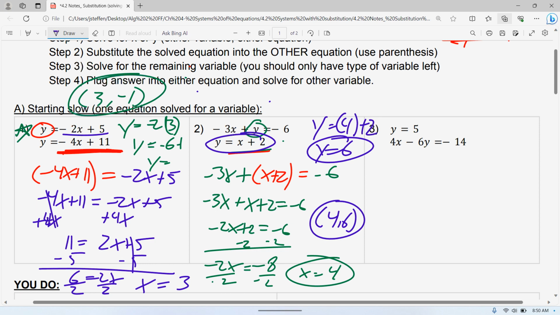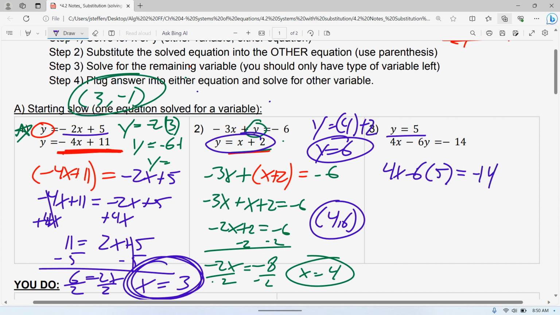So that part, we don't have to do because we already know y is equal to 5. So essentially, we are starting on number 3. We're starting at this step right here where we already know one of the variables. So if I know one of the variables is 5, to find the other variable, just plug that in. So we have 4x minus 6 times 5 is equal to negative 14.